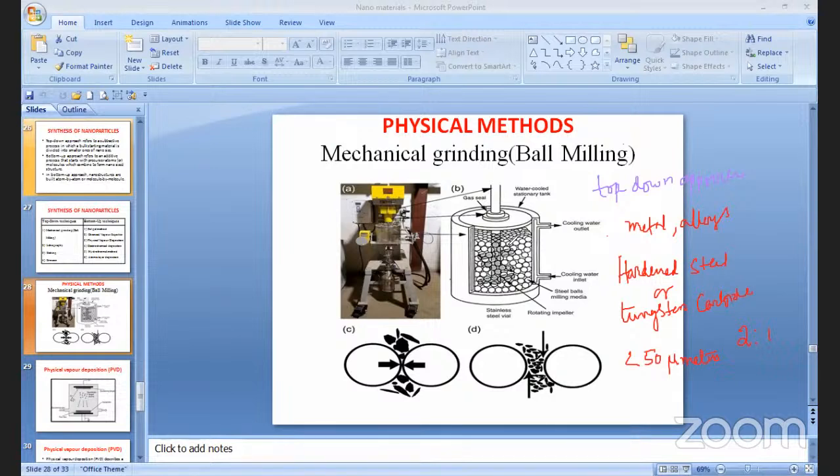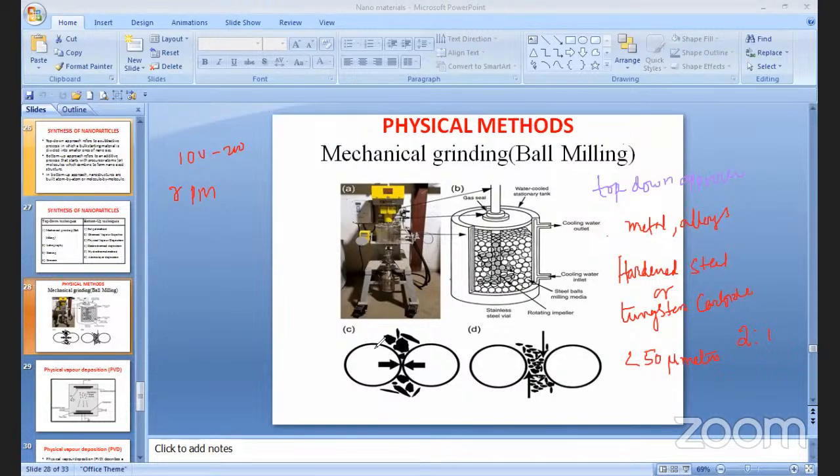After closing the container, it is allowed to rotate at high speeds. High speeds means in the order of a few hundreds of RPMs. That means it is going to rotate some 100 times or 200 times per minute, or 300 times, whatever it may be.